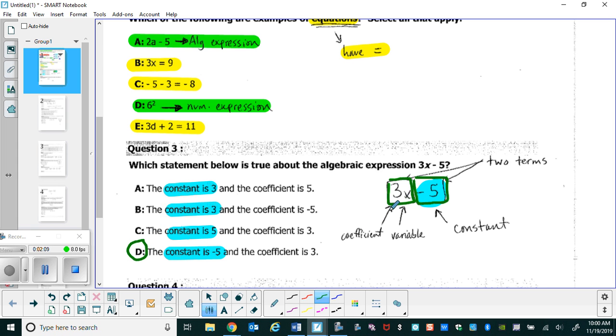Now the coefficient is the number that's multiplied by the variable, and we can see that here. So make sure that you recognize that the negative is with the 5. Y'all, if this wasn't here, this number all by itself would be a -5, okay? And the constant is a negative.